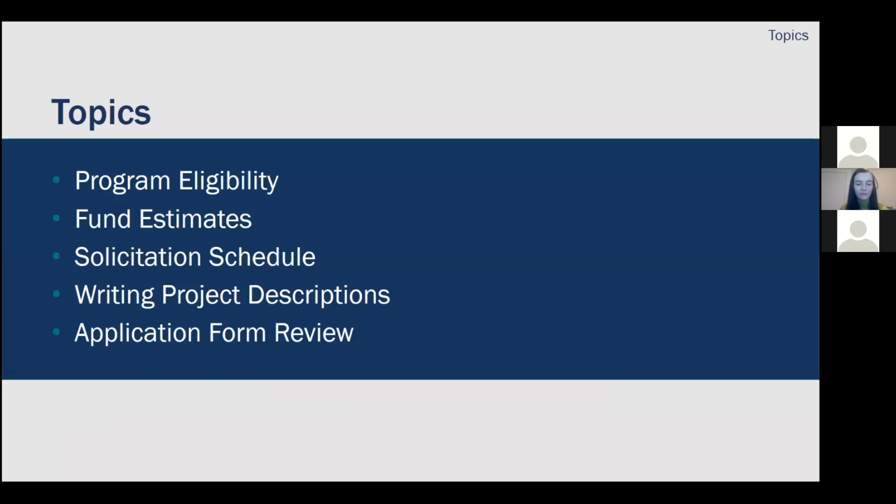Thanks so much, Janelle. And as Janelle noted, I'm going to pause at the end of the PowerPoint presentation for questions that are specific to the PowerPoint and the program background, and then I will take questions again at the end of the webinar after going through the application form itself. So now you should see an overview of the topics in today's webinar. We're going to talk about program background information, including program eligibility, the current fund availability estimates, the solicitation schedule. I will then provide some tips on writing compelling project descriptions, which is question 16 of the application. And finally, we'll take a closer look at some of the questions within the application form itself to offer clarity on how to best complete those.